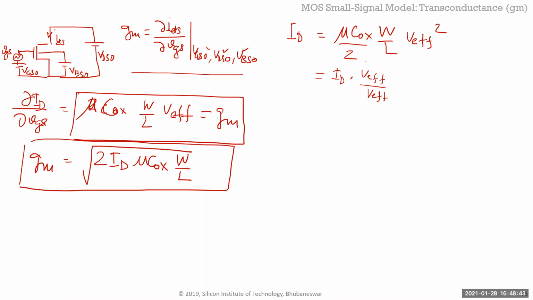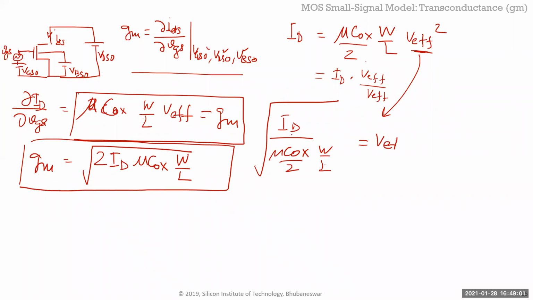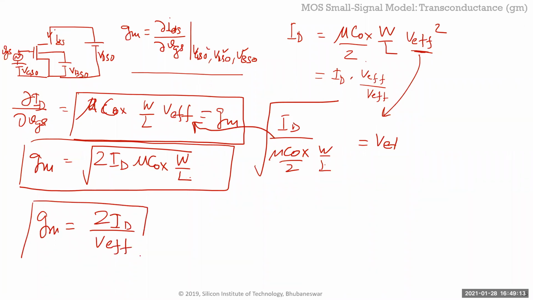So it's the same. Basically what you're doing is taking the ID value and substituting for V effective, because I can take V effective from ID equals mu C ox over 2 W over L V effective squared, so V effective equals the square root of ID over mu C ox over 2 W over L. If I substitute it over here, you'll get this one. And similarly, you can write it as 2ID over V effective as well. You can do some algebraic manipulation and you can get this.